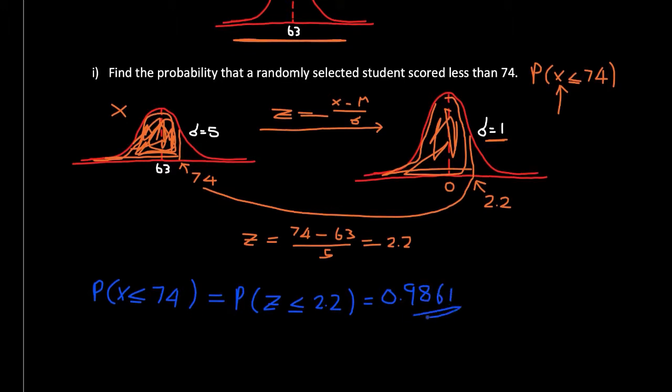So what is the meaning of this? 98.61% of students scored less than 74.